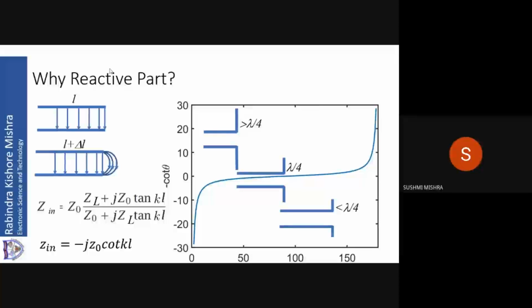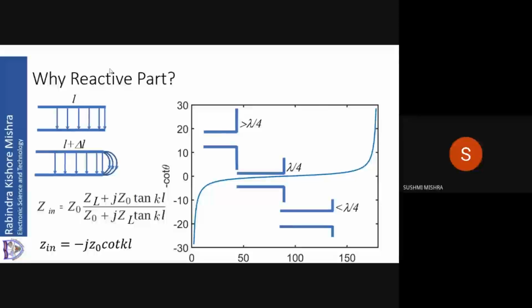So when we go to the antenna, we have folded lambda by 4 exactly from the physical open end. From that point, we have taken lambda by 4 and folded it. Now, what is the problem with that? We know that the input impedance that the transmission line will see is equal to Z0 times ZL plus JZ0 tan KL divided by Z0 plus JZL tan KL.